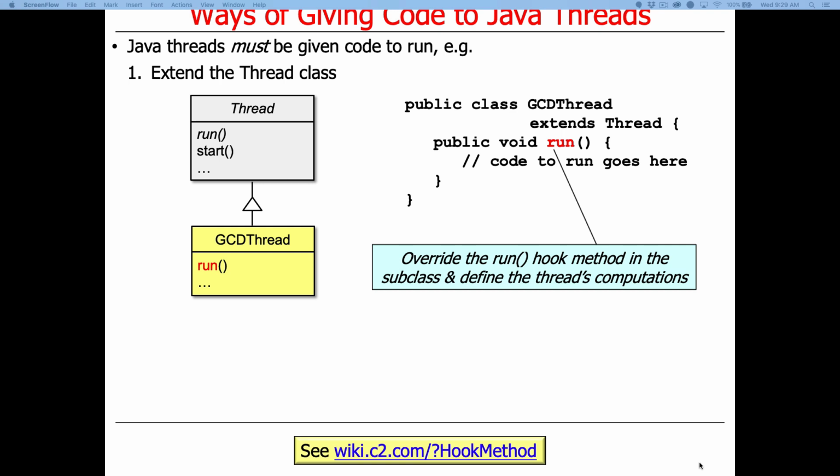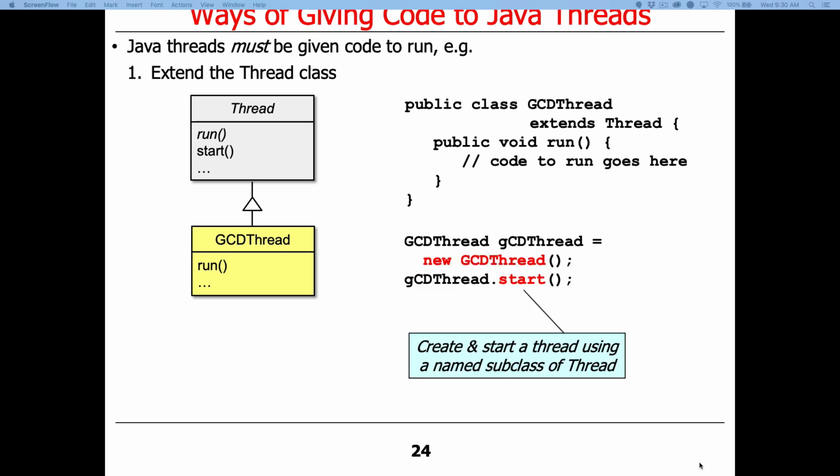So what you would do in this case is you'd override the run hook method. You can read about a hook method here and define the computation for the thread. A hook method is just a point of variability that can be called back by a framework. In this case, it's the thread library that's the framework. Here's how we would actually do this.